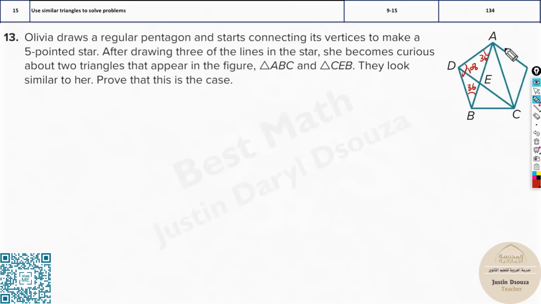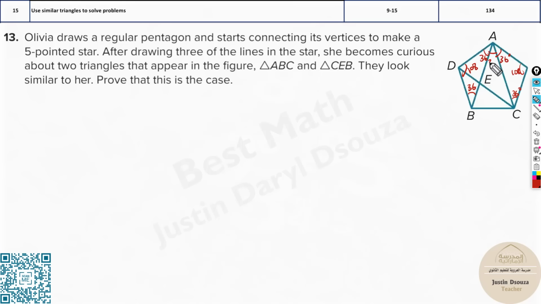Now, what about the other sides? Same thing will happen over here, 36, 108, 36. Now, if you know this is 36, 36, what is the remaining one? 108 minus 36 is 72, 72.